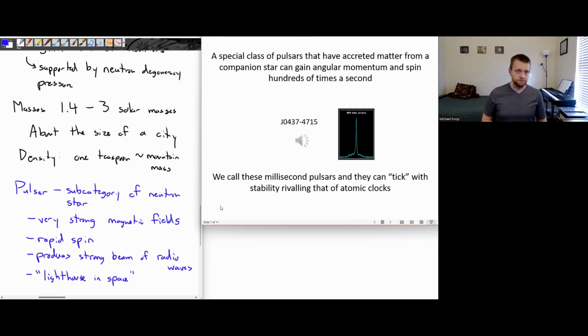And these millisecond pulsars, one of their interesting properties is that they can tick with a long time scale reliability that rivals the accuracy of atomic clocks. There are actually researchers who are developing methods to use these pulsars, the special class of millisecond pulsars, as a more accurate way to measure longer times. Again, atomic clocks can tend to drift over longer times. These millisecond pulsars seem to have a higher level of reliability for longer time periods.